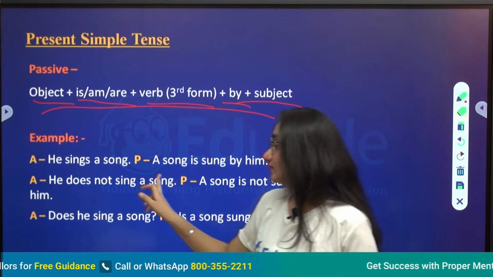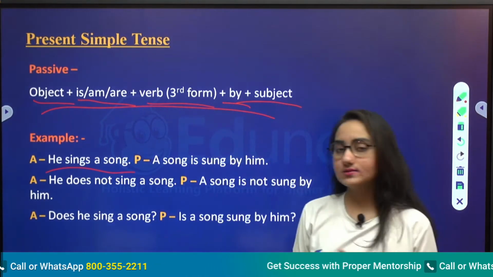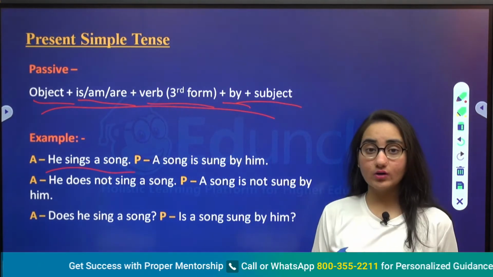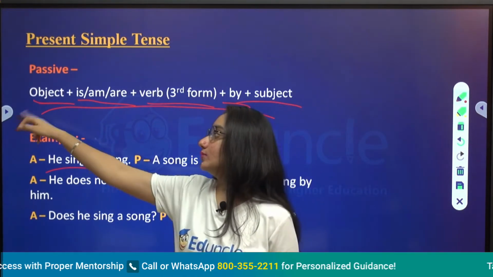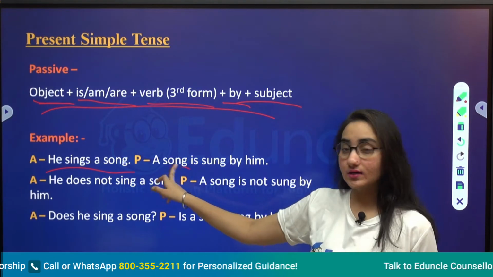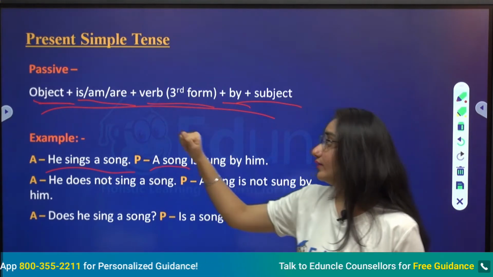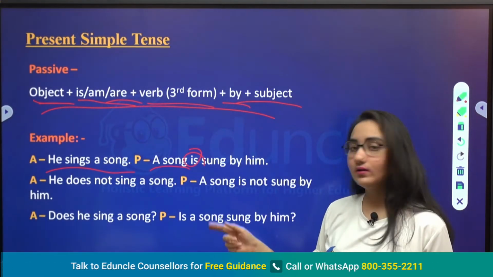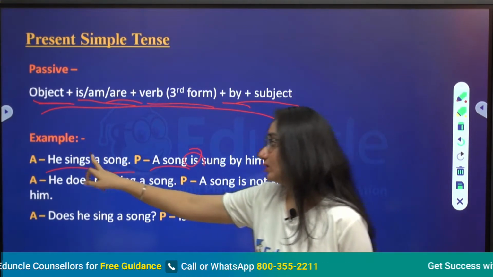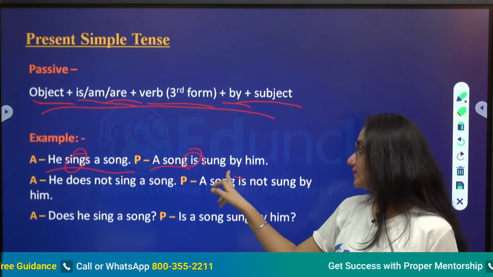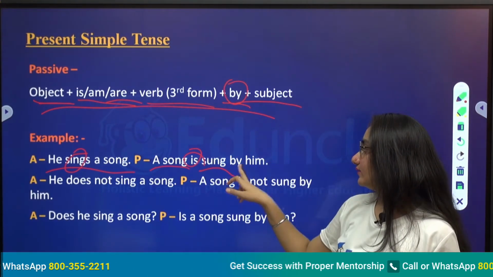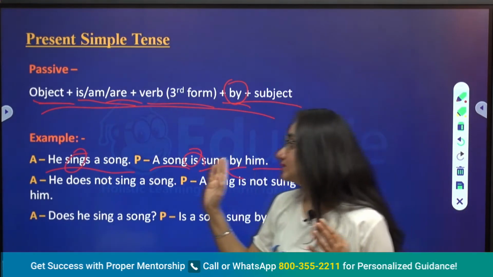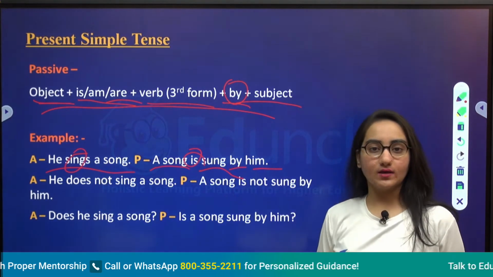Let's take an example. So the sentence is: he sings a song. This is a sentence which is in the active voice. Now we have to convert it into the passive voice. How will we be doing it? First is the object. So what is the object here? The object is a song. So we have written a song. Then we have to add is/am/are, so we have added is. Then the third form of the verb. What is the verb here? Sing is the verb here. So what will be the third form of this? Sung. Then we have to add by. We have added by. And then the subject, that is he. So he का him will be written. So, he sings a song. A song is sung by him.